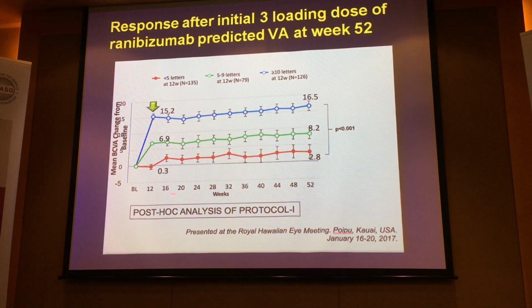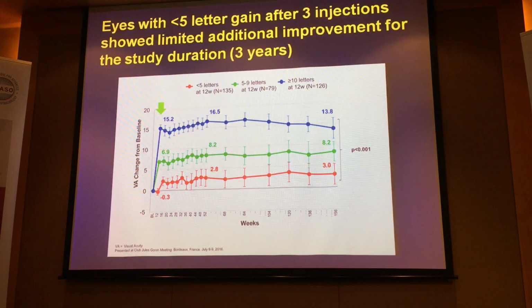And you find that, interestingly, those who gain 15 letters after 3 injections continue to keep the visual acuity at that range over the period of 52 months, meaning that they continue to swim in their lanes. They don't cross lanes. Similarly, those who didn't improve or hardly improve did poorly. Those with less than 5-letter gain after 3 injections continued to show very limited improvement after 3 years.